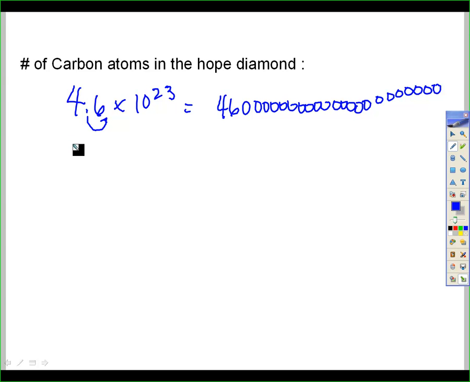Okay, and I think your next one is mass of a carbon atom. Is that right? Okay, so the mass of a carbon atom is 2 times 10 to the negative 23rd grams. So it's really, really small. One carbon atom has a mass of almost nothing.